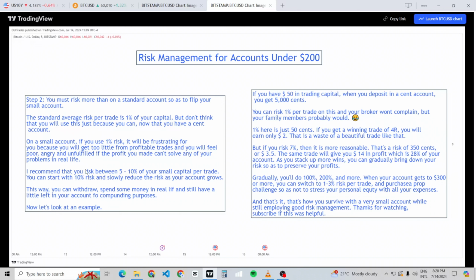So for example, if you have a slightly bigger account, maybe like $300, you can say, okay, I'm not going with 10%. You can reduce it to like 7 or 8 or 5 or 6.